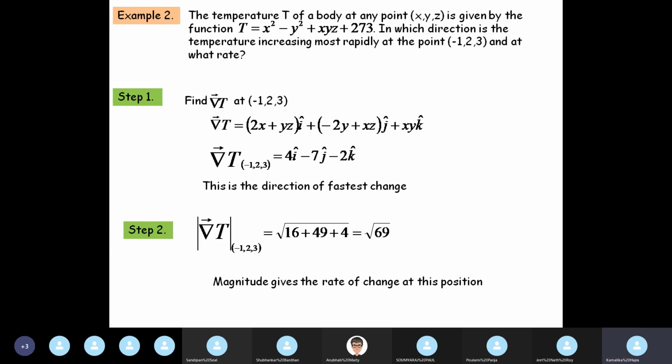Now suppose I add another question here, which is the direction of heat flow? Can someone tell me at this position itself, which is the direction of flow of heat?